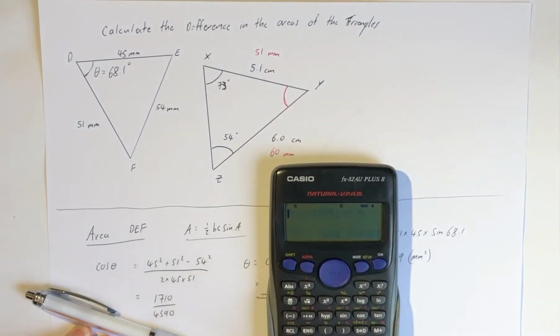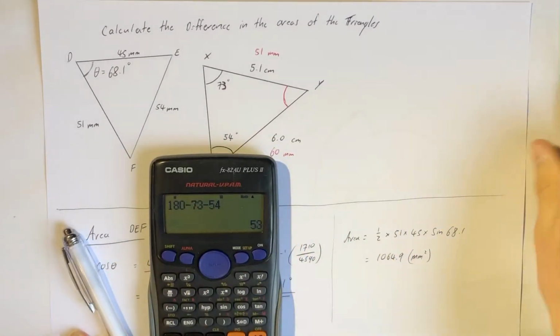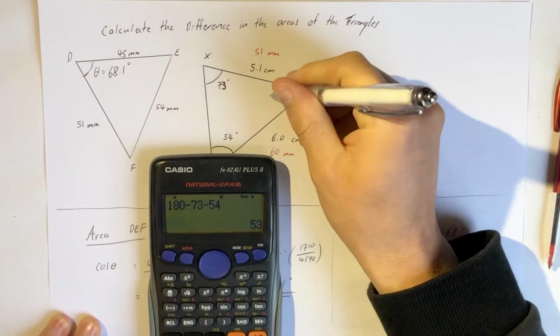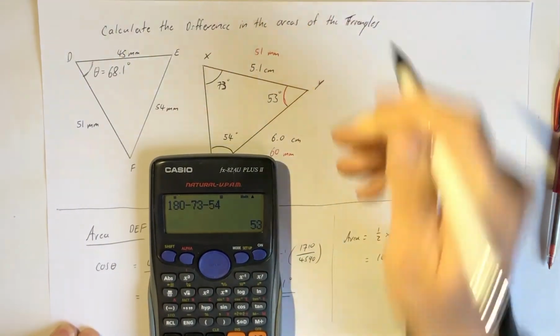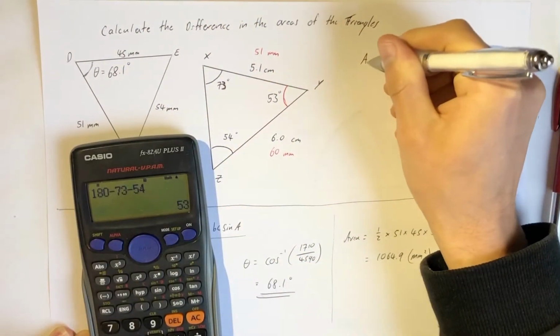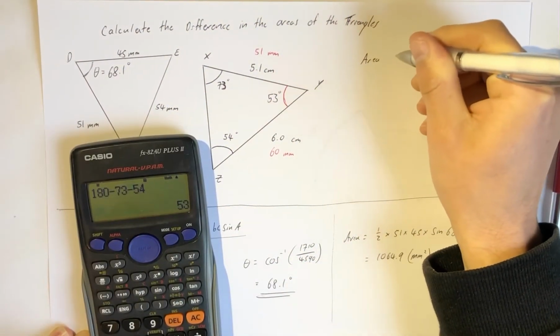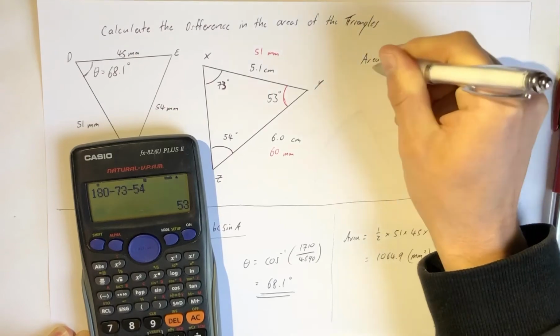So I'll just take the total angle inside a triangle and minus the other ones. And I'll probably show my working on paper if I had a bit more room. So that's going to be 53 degrees. And so the area of XYZ.